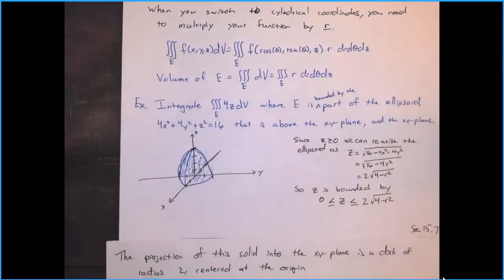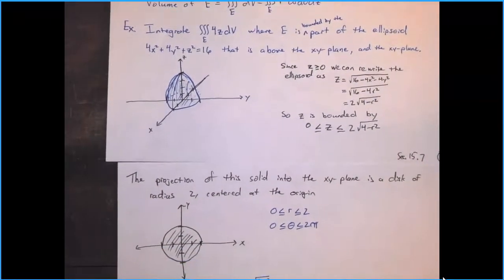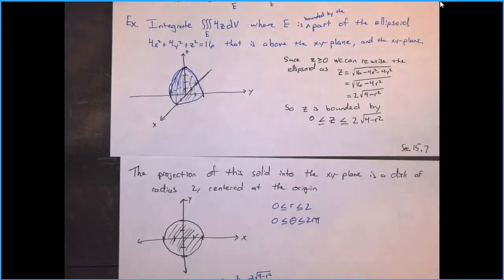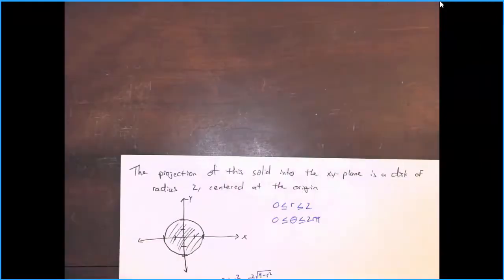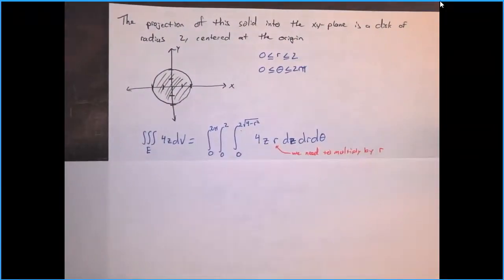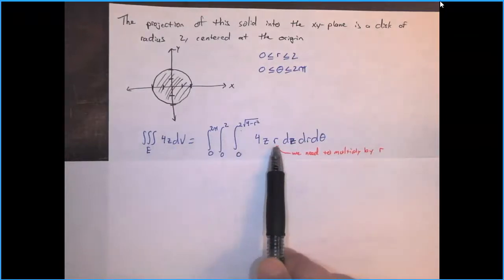Once we have our z bounds, we just need to project this solid into the xy plane. And what we see is a disk of radius 2 centered at the origin. If you've gotten the hang of double integrals in polar coordinates, then it's easy to set the rest of our bounds here. r just goes from 0 to 2, and theta goes from 0 to 2 pi. So the only other thing we need to remember, when we set up this integral of 4z over the solid, is that we multiply our function by r.